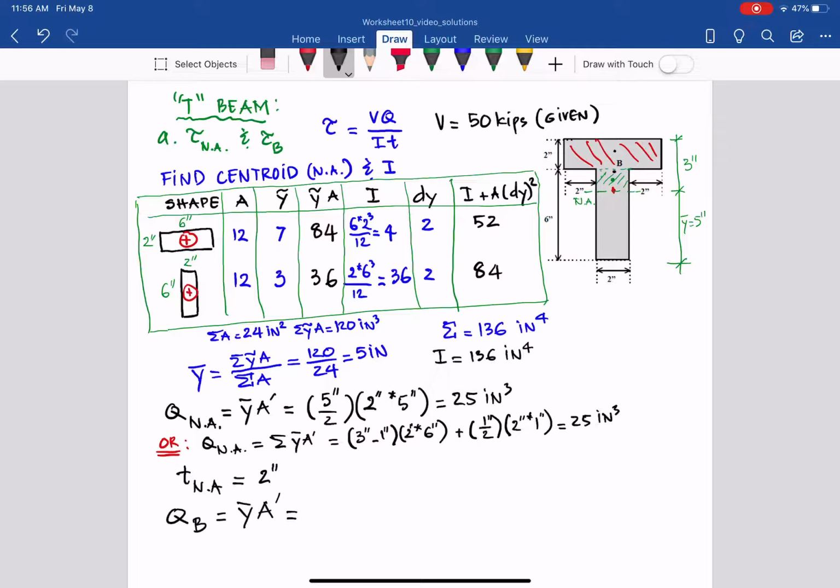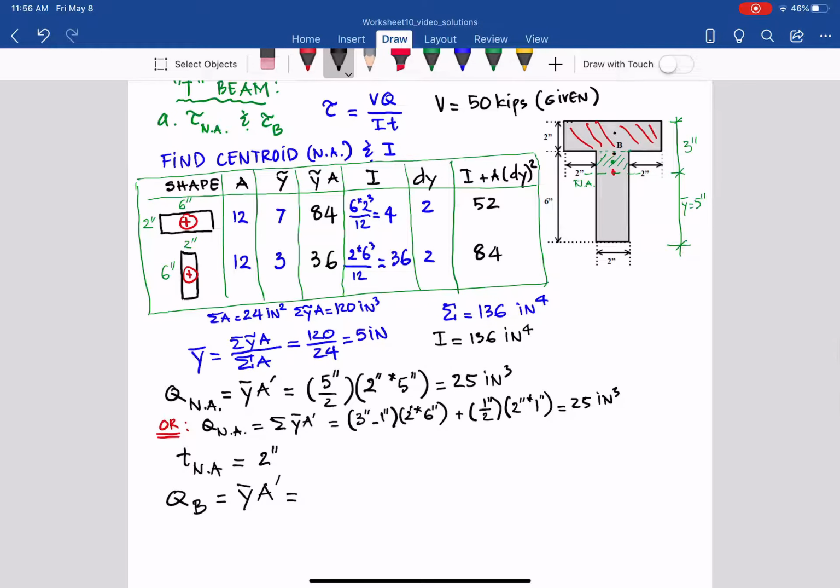So for B, as you can see, it will be from the centroid of the whole cross section, so the neutral axis, to the centroid of the red area, as you can see. So it will be equal to 3 inches minus, let's see, 2 inches over 2, so it's easy for you to follow later on. That is the y bar, and then we multiply by the area, that is 2 inches times 6 inches, and with that we get 24 inches cubed.